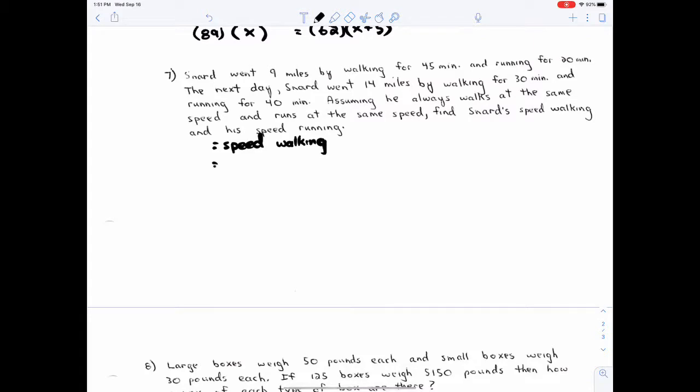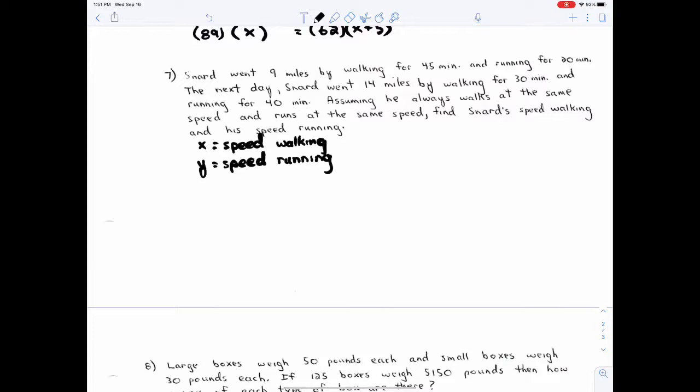And again, you should pause this and try it on your own first. Okay, this one. Do we know which one we want to know first? No. Do they tell us anything about a comparison of the speed walking and the speed running? No. So here we've got to have two variables because there's no comparison given to us.